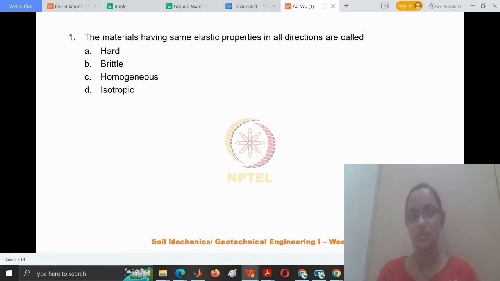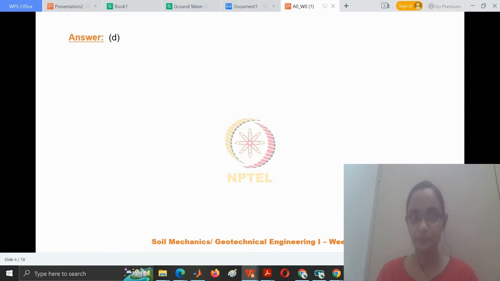Now comes the homogeneous. What is homogeneous? Homogeneous means same in all directions at all points. If the properties are same in all directions at all points, it is homogeneous. Now the last one, isotropic. That is the material which has same property in all directions. Let it be elastic property, plastic property, whatever property, that particular property will be same in all the directions, then it is called isotropic. So the answer is option D, isotropic.